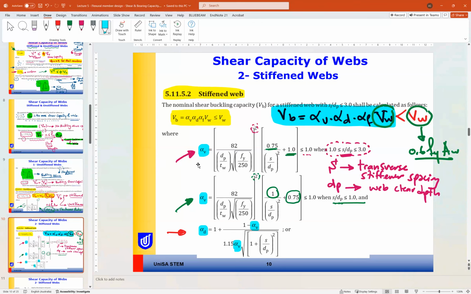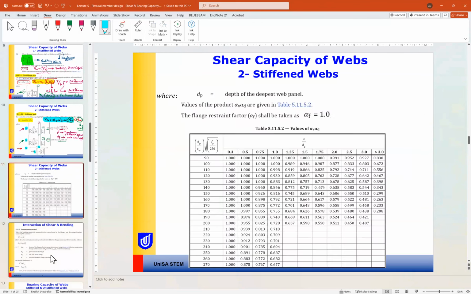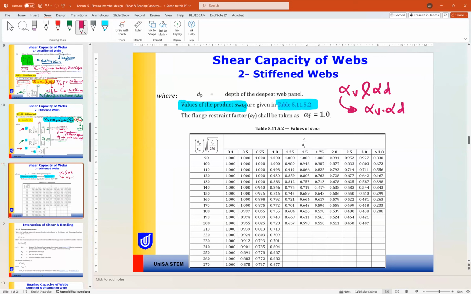So it looks complicated, but the standard helps us and gives us the values of alpha V and alpha D together in Table 5.11.5.2. So we don't need to find alpha V alone and then alpha D, because we will find alpha V times alpha D directly. Based on what? If you look at the table, how can we find the value of alpha V times alpha D directly?